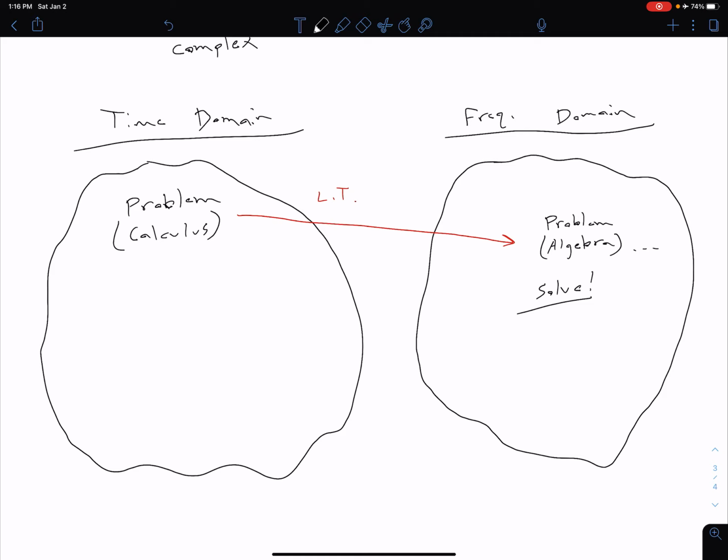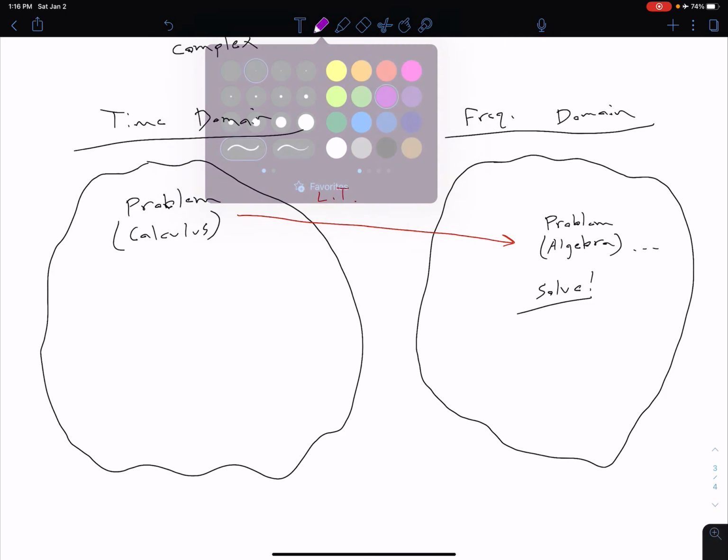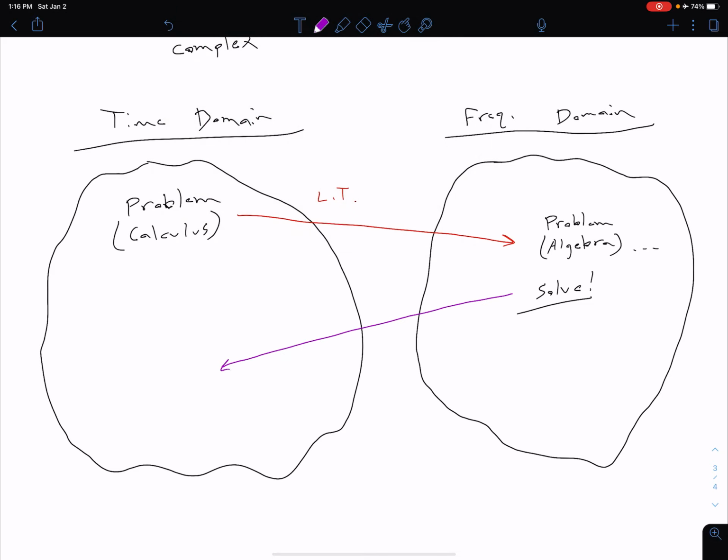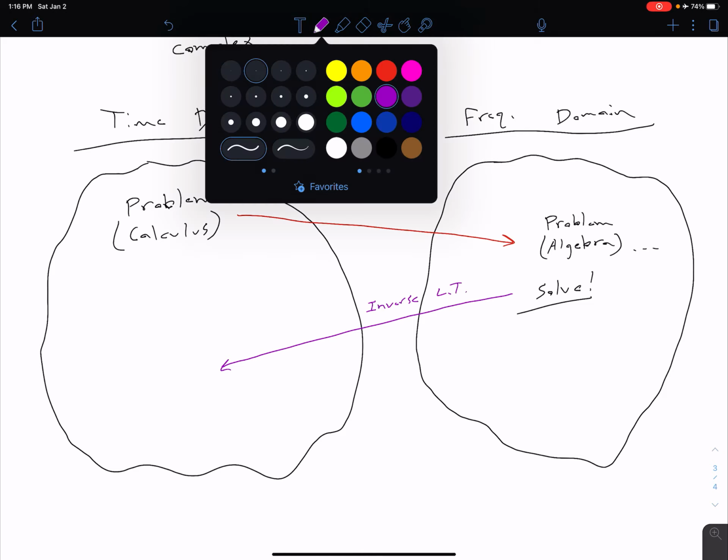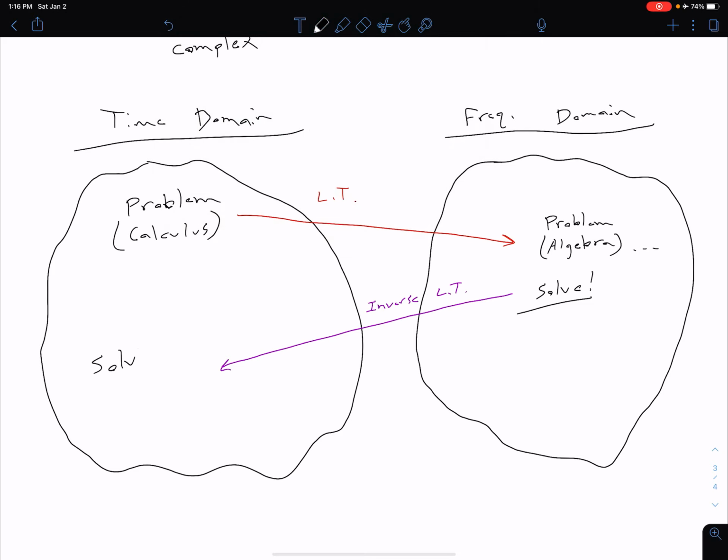And once we solve it, we're going to use another process and we can go this direction using something called our inverse Laplace transform. And so once we're back in our time domain, of course, now that we've solved our problem, we have our final solution in time. And again, this is just a high level thing. In the next video, we're going to take a look at an example, which hopefully will make this process, how we actually apply it, make more sense.